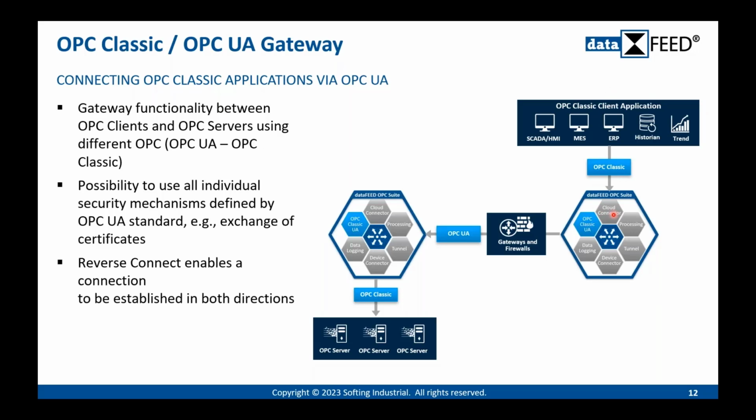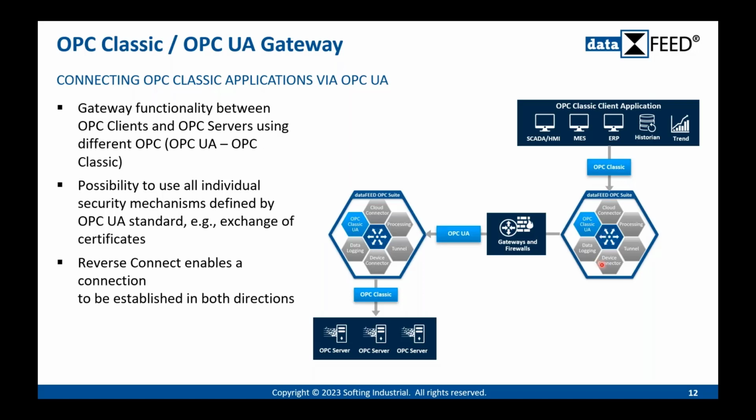So in this case, what is the benefit of this UA solution? One benefit is you can use, between these two OPC Suite instances, the complete security mechanisms which are defined by the OPC UA standard, like exchange of certificates, high security encryption, and so on.